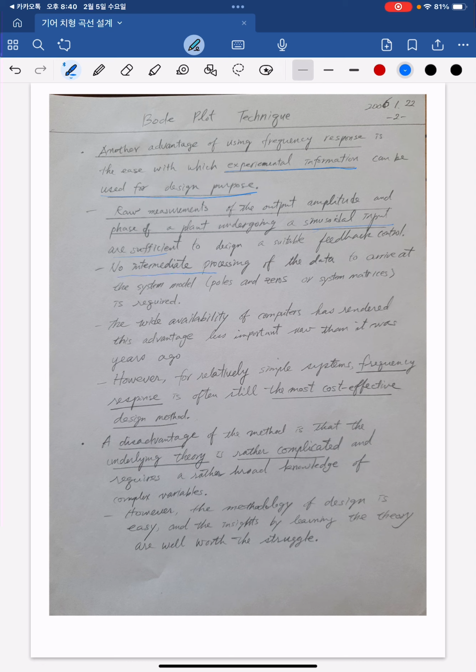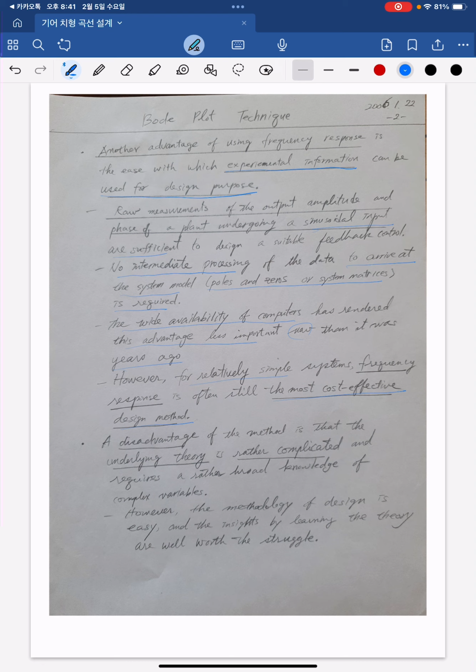No intermediate processing of the data to arrive at the system model, poles and zeros, or system matrices is required. The wide availability of computers has rendered this advantage less important now than it was years ago. However, for relatively simple systems, frequency response is often still the most cost-effective design method.